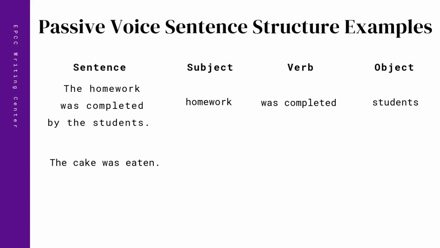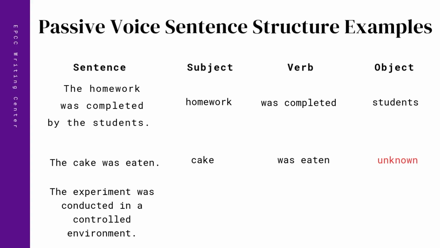The cake was eaten. We don't even know who ate it. The experiment was conducted in a controlled environment. The emphasis is on the experiment and conditions, not on who conducted it. So what's happening here? In each case, the subject is having something done to it, not doing the action. It's a bit like shifting from a spotlight on the doer to a spotlight on the result or recipient. That's not always bad. It just depends on your purpose.